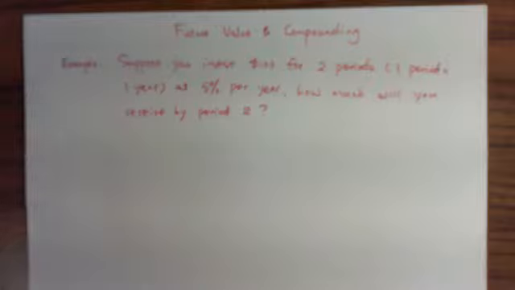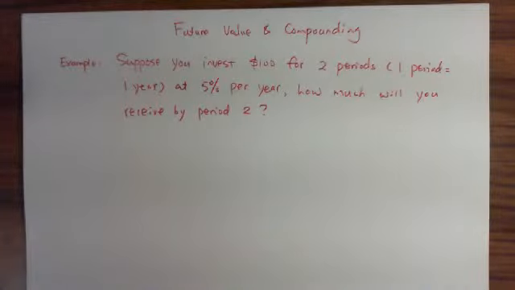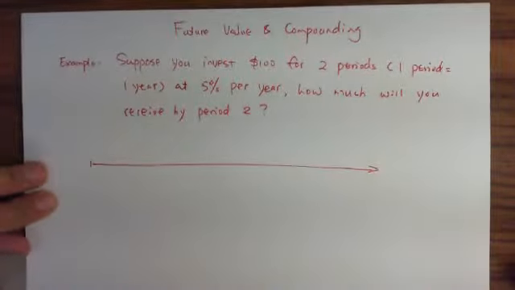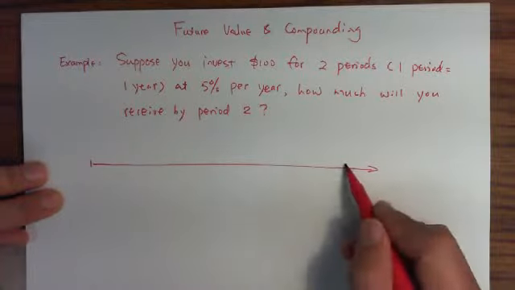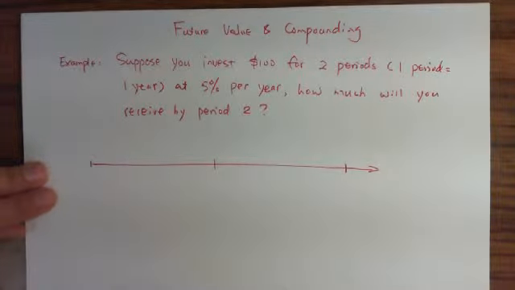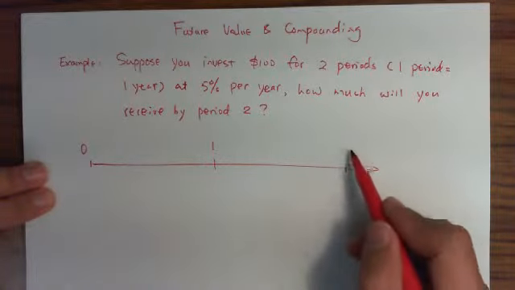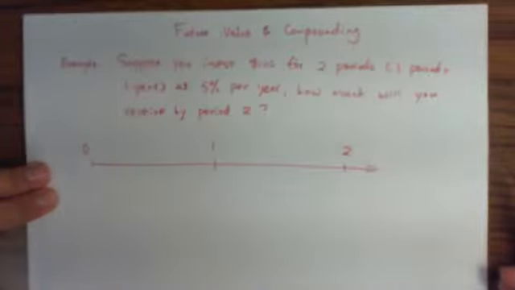First, I would recommend that you draw a timeline. It is a good habit to draw a timeline each time you work with a time value of money problem. So this is a 2-year investment example. We are going to put 0 today, tick mark 1, period 1, tick mark 2, period 2.